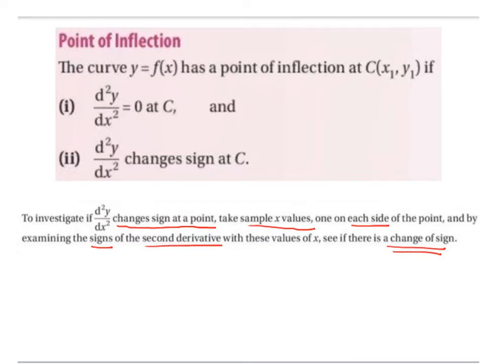So point of inflection. The curve y equals f of x has a point of inflection at C (x1, y1) if d squared y/dx squared is equal to 0 at C, so the second derivative is equal to 0 at C, and d squared y/dx squared, the second derivative, changes sign at C. To investigate if the second derivative changes sign at a point, we take sample x values, one on each side of the point, and by examining the signs of the second derivative with these values of x, we see if there is a change of sign.